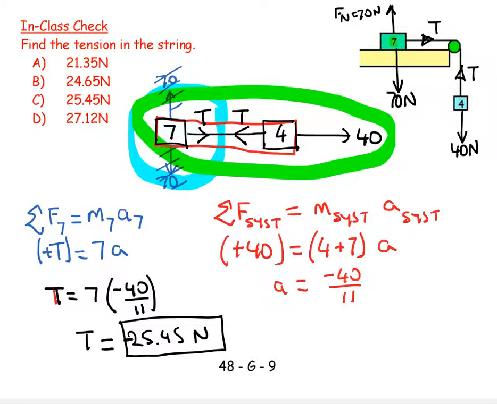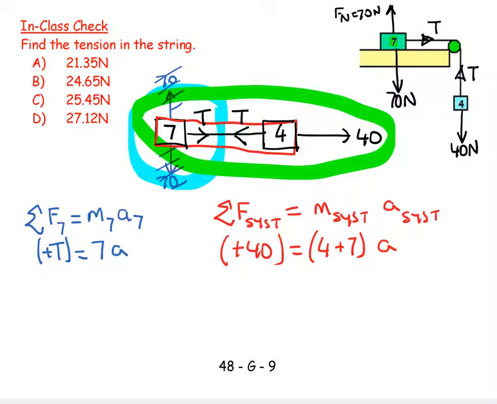It's a negative 25.45. If I look at the bit of the diagram that I did, this equals 40 over 11 equals A. So I have my acceleration for the system, which is the same as the acceleration of the 4 kilogram block, which is the same as the acceleration of the 7 kilogram block, which is the same as the acceleration of any point on this system, because they're all connected together and they're not expanding or contracting.